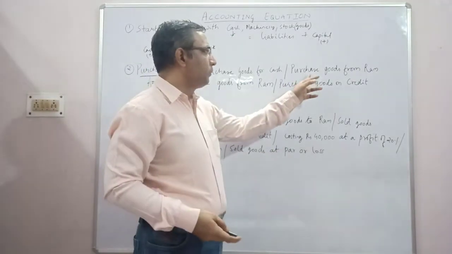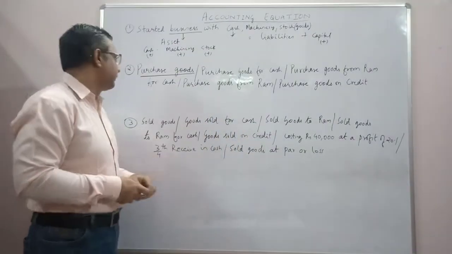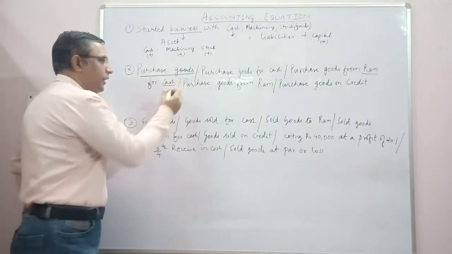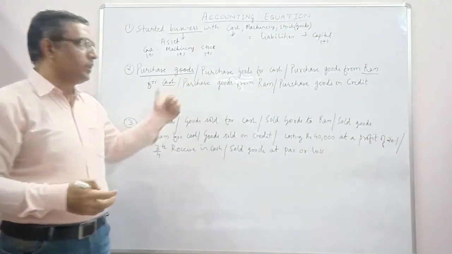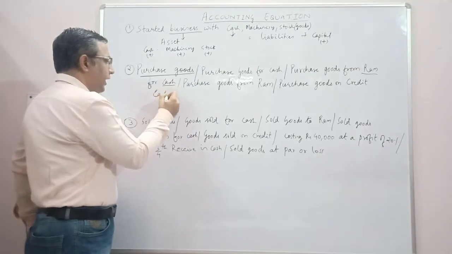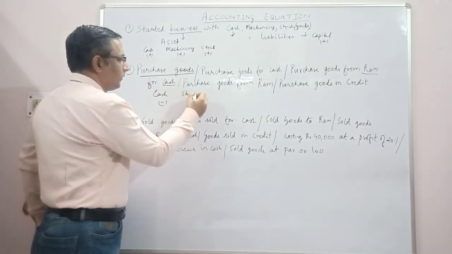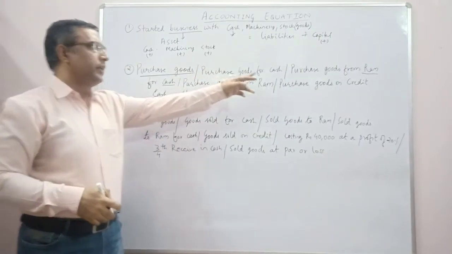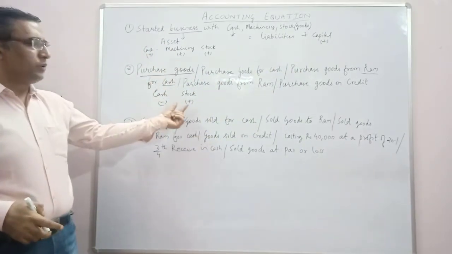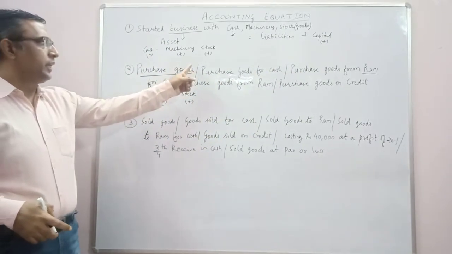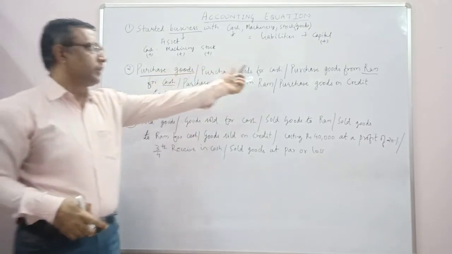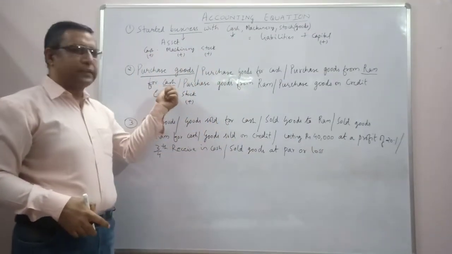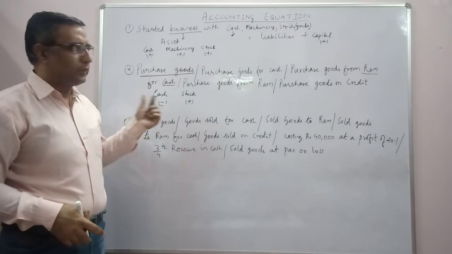Now the third one: purchase goods from Ram for cash. Here the name is given as well as cash. Both name and cash are given, so it is a cash purchase, with the same treatment. The treatment we do here, and here, all three transactions give the same treatment, whether cash is given or not. It is explicitly given in cash, so we take it as cash.